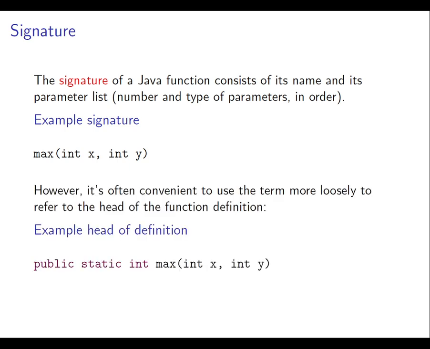But what people will often do is refer to the whole head of the function definition, the whole line, public static int max, int x, int y, as being the signature. Strictly speaking, that's the head of the definition of a function. That's just a tiny piece of terminology that you just need to know.